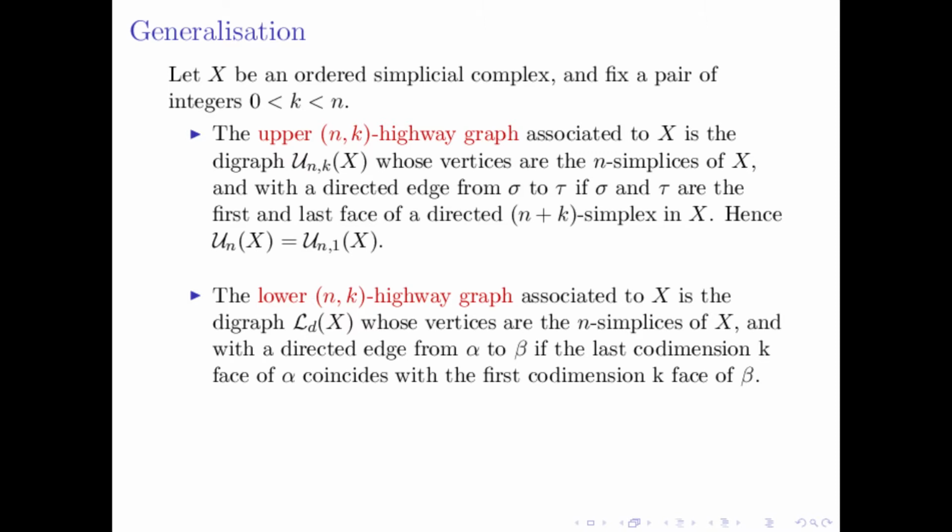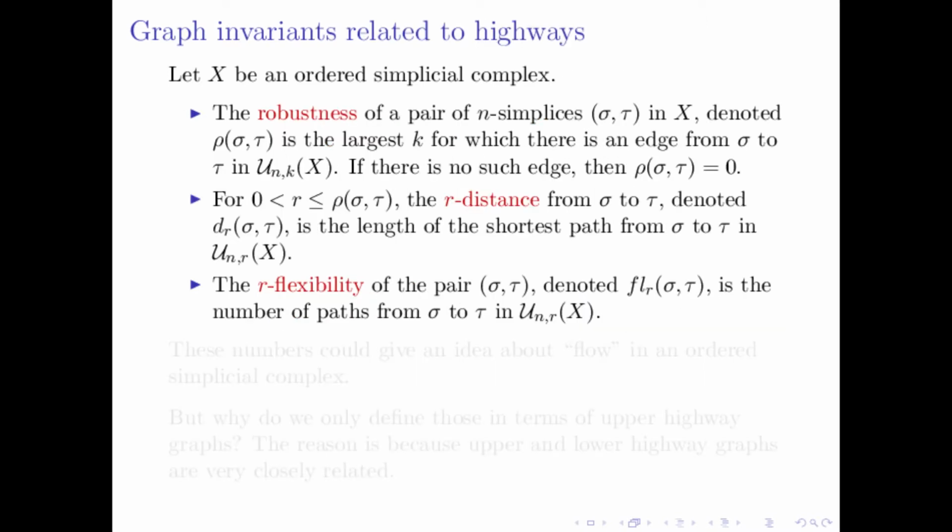we can actually define some graph invariants. And we find 3 of them. So the robustness of a pair of n simplices sigma and tau in an ordered simplicial complex X, denoted by rho(sigma, tau), is the largest k for which there is an edge from sigma to tau in U_nk X. Okay, so to have higher robustness means that these 2 simplices are connected through higher simplices.